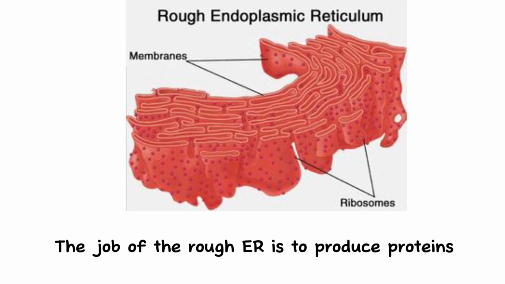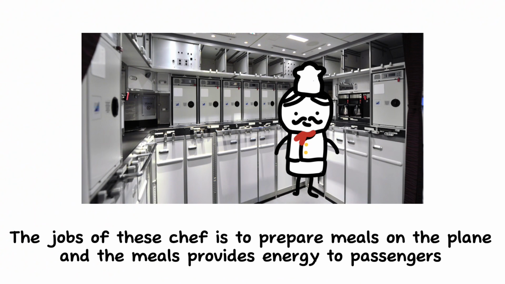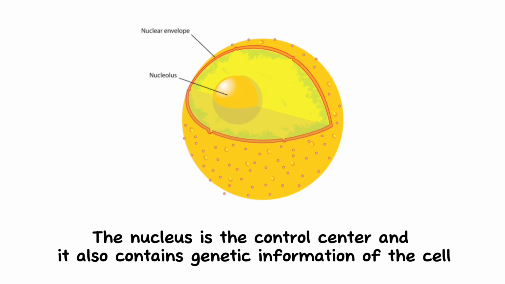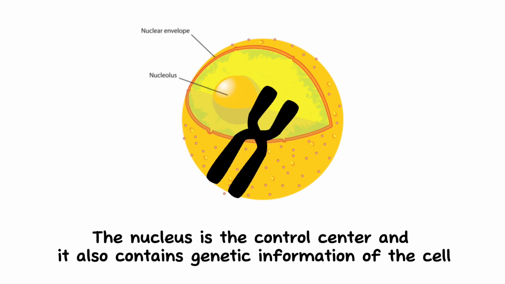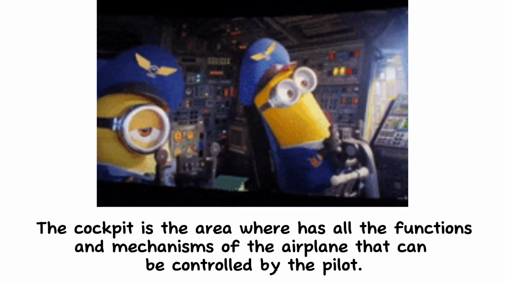The job of the rough ER is to produce proteins. I compared the rough ER to the onboard chefs. The job of these chefs is to prepare meals on the plane, and the meals provide energy to passengers. The nucleus is the control center and it also contains genetic information of the cell. I compared that to the cockpit. The cockpit is the area that has all the functions and mechanisms of the airplane that can be controlled by the pilot.